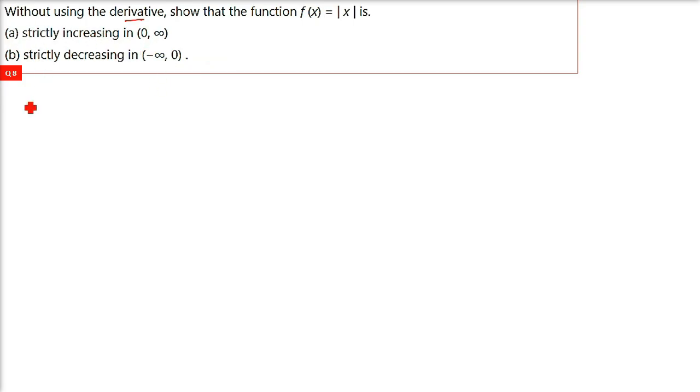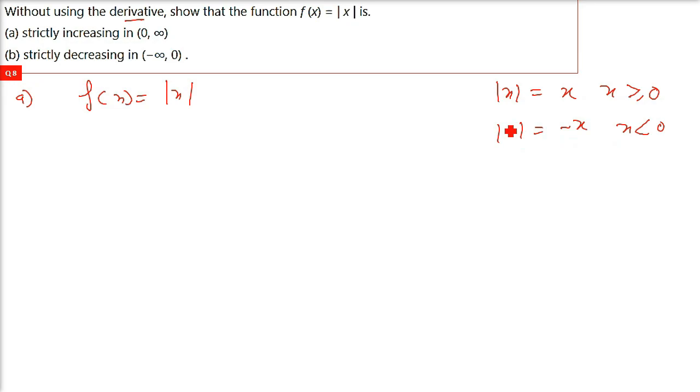So first we will take a, and it is saying that the function is actually the modulus function. The modulus function has a very simple explanation. If x is greater than or equal to 0, it is a positive number, and modulus x will give you x. If x is less than 0, that is, x is a negative number, then modulus x will give you negative x. So this is the whole explanation of a modulus function. Just remember that. So let us come to this 0 to infinity.